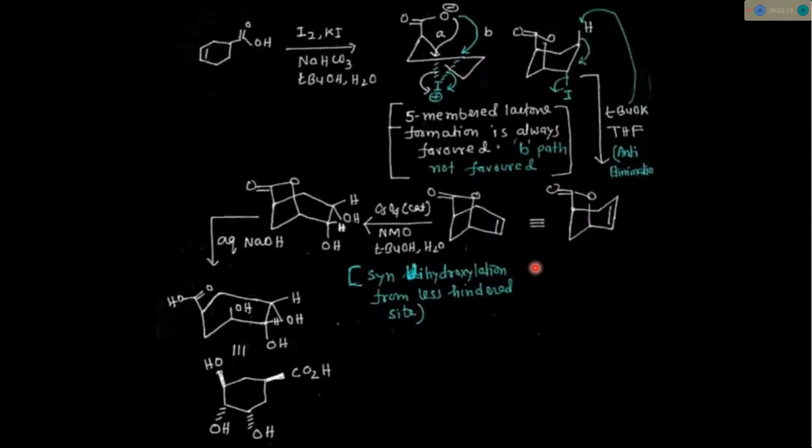We all know that a 5-membered lactone is more stable than a 6-membered lactone. If you don't know, just note the point that a 5-membered lactone is always more stable than a 6-membered lactone. So 5-membered lactone formation is always favorable. So path B is not favorable. If this O minus attacks this carbon, there will be formation of a 6-membered lactone. So that's why this O minus attacks this carbon and this iodine becomes axial in that way. So a 5-membered lactone is formed.